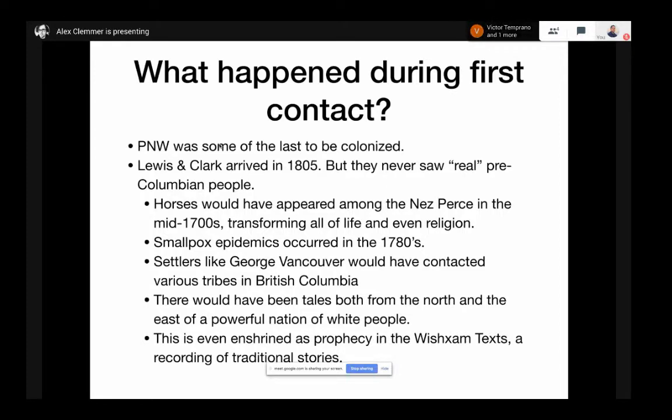This actually does impact the language record, because Wishram Texts, which is a direct transcription and side-by-side translation of a set of traditional stories from the Wishram people, actually has a prophecy. That was one of the legends: a prophecy that foretold white people coming with gunpowder. So that's sort of interesting.